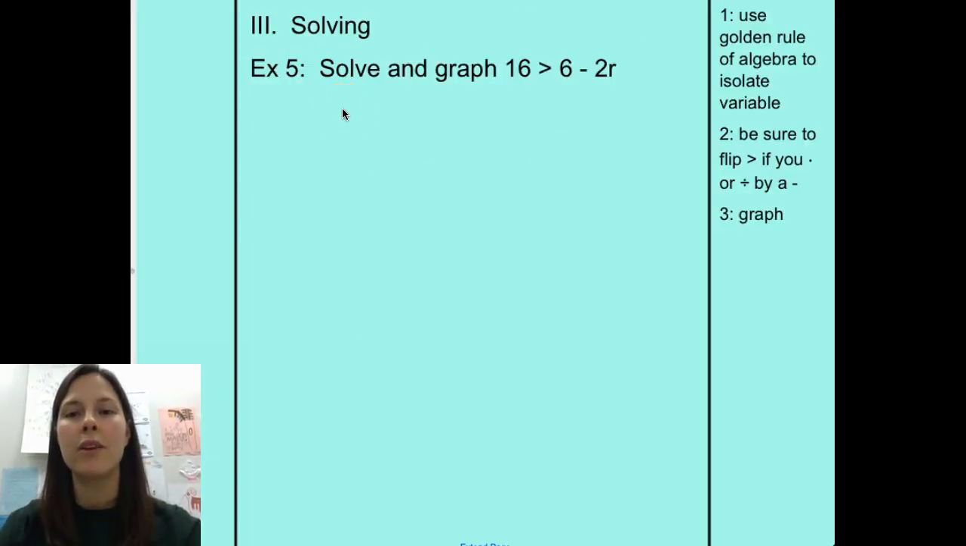And finally, let's get into solving. The only thing we have to be careful of is when we multiply or divide by a negative, that inequality needs to flip. All of the other steps we learned to solve equations apply to solving inequalities.